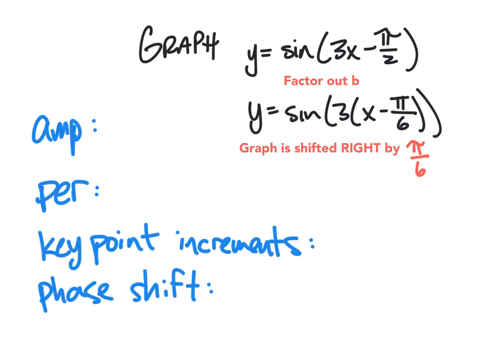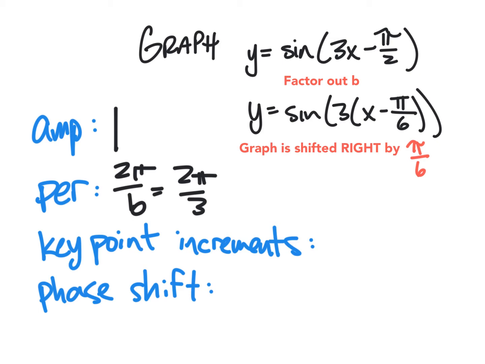All right, so let's write out all of our key information. First of all, what's the amplitude? Remember, the amplitude is whatever's multiplying this sine. In this case, the amplitude is 1. The period comes from 2 pi over b, so this would be 2 pi over 3.